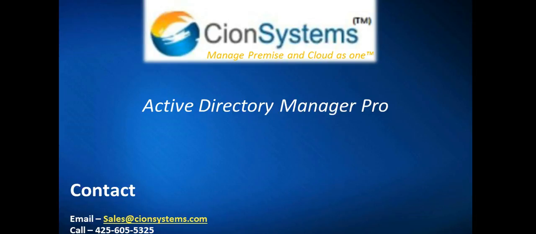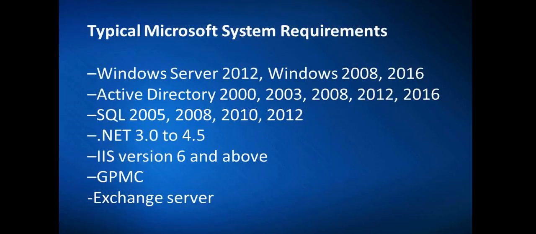In this video, I'm going to give an overview of Active Directory Manager Pro functionality. To begin with, to install Active Directory Manager Pro, the system requirements are you need to have Windows Server 2012 or 2008 or 2016, access to Active Directory, any of the 2000 onward directory will work, database, IIS configured, and .NET versions.